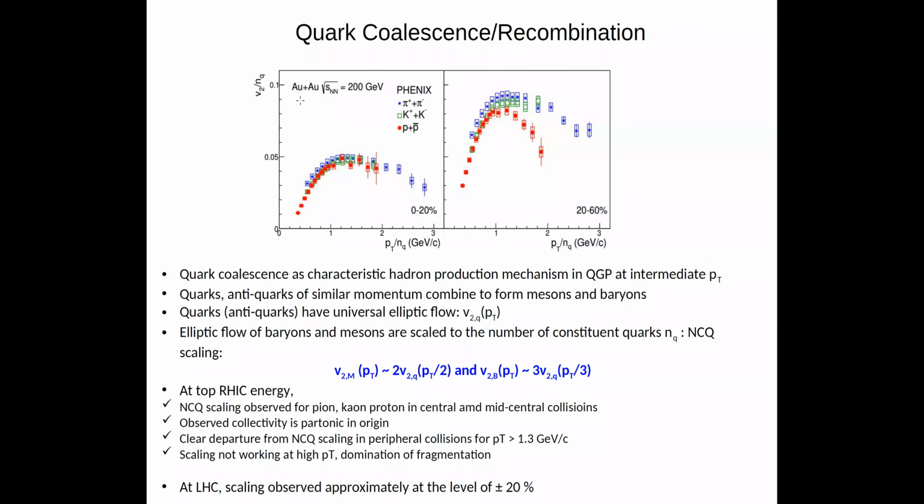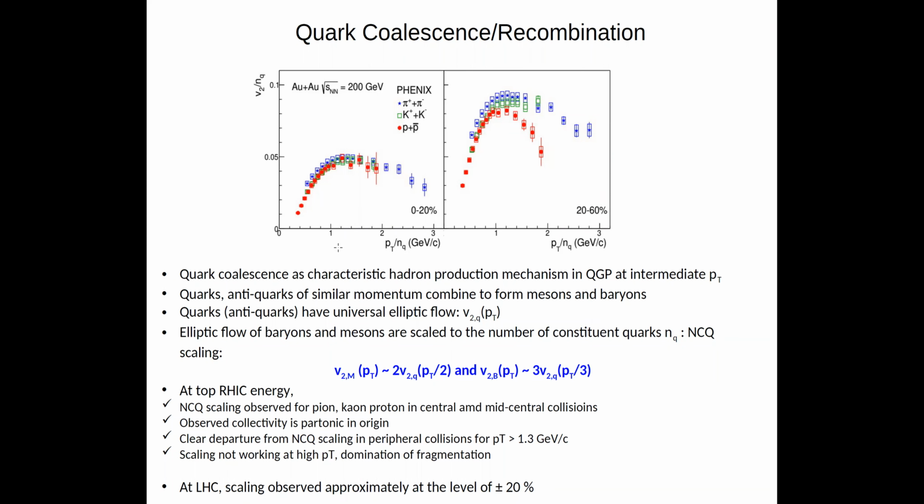the other. This value of NQ will be 2 for mesons because they are q-qbar states, the number of constituent quarks being 2, and for baryons this will be 3 because they are qqq states. So if you divide the baryon V2 by 3 and plot it as a function of PT by 3, and the meson V2 by 2 and plot it as a function of PT by 2, you will see that the V2 of all the particles will fall one over the other. So this basically tells you that quark coalescence or quark recombination is the characteristic mechanism for hadron production in QGP.